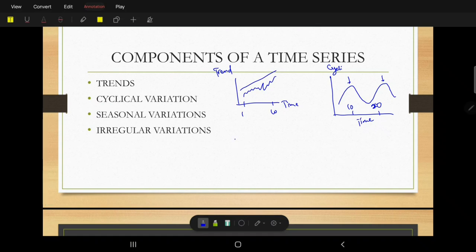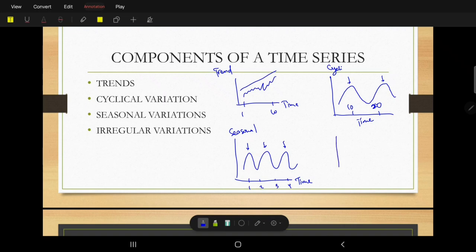And the third one is seasonal. Seasonal macam mana graph dia? It happens every year. Repeated short period. So, dia punya graph dia akan macam ni. Ada ups and downs dia. Dia berlaku setiap tahun. This is time dia lah. This is seasonal. Seasonal variation.